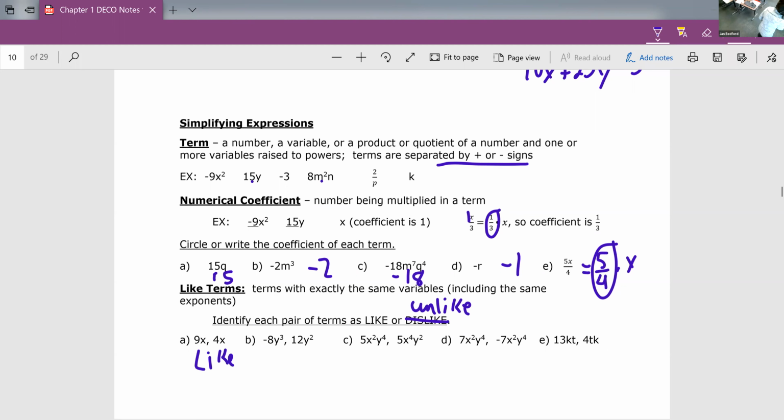What about on B? Yeah, these are unlike. I'm just going to put "un." How about C? Are those going to be like terms? Unlike. Why would you say that? The exponents are different. Excellent.